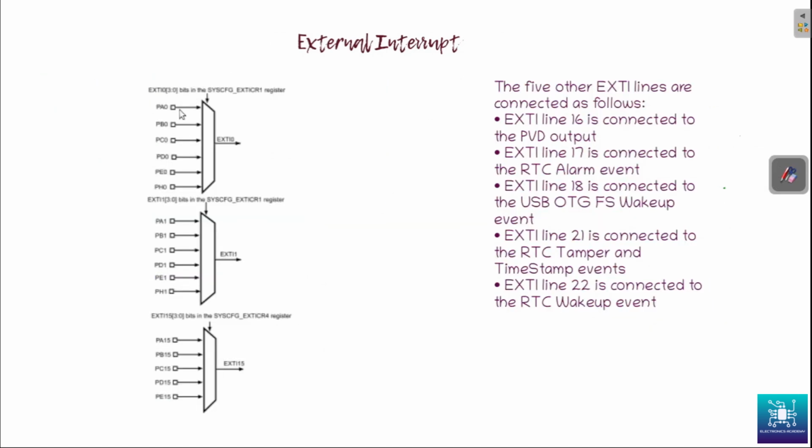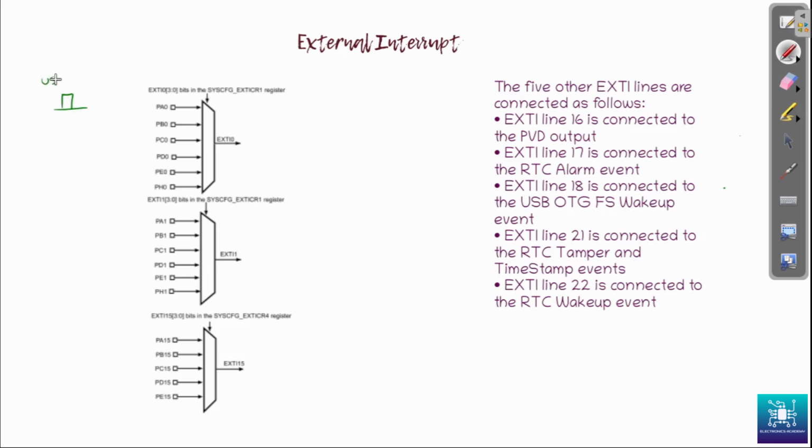Coming to the next diagram, this is what we are going to do. We are going to use the SYSCFG EXTICR1 register, and we are going to map port A0 to EXTI0. So we have the user button here, which is connected to PA0. We are going to configure port A0 as input, and then logically connect, or logically associate, port A0 with EXTI0.